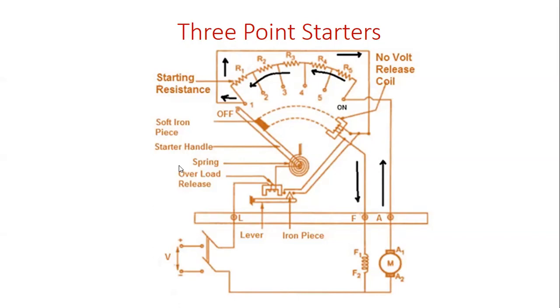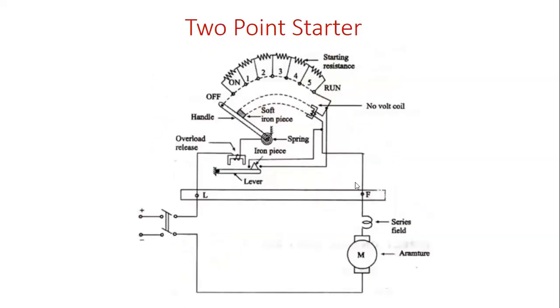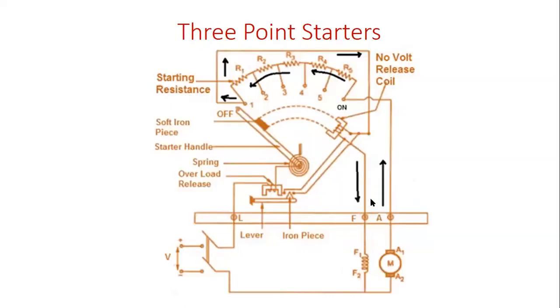Coming back to the operation, the only difference is that we have one more terminal, that is the armature. Previously, in the 2-point starter, we had a field terminal. In the case of the 3-point starter, we are going to have one extra armature terminal here. Now the operation remains very similar.